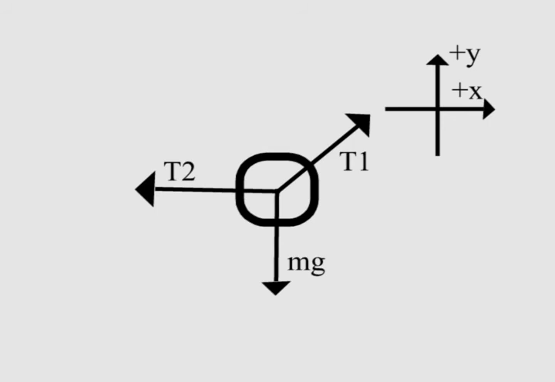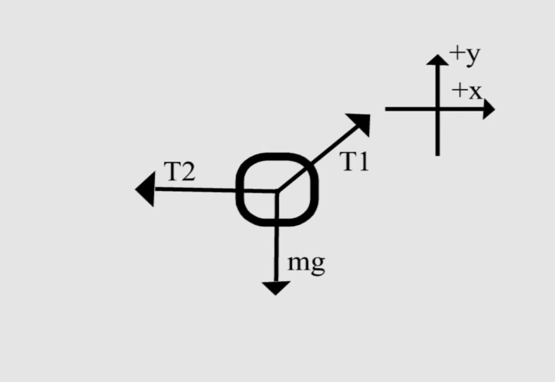Next, we need to figure out all the forces acting upon the ball. In this problem, we have tension 1 connecting the ball to the ceiling, tension 2 connecting the ball to the wall, and gravity, mg. Once again, mg for gravity is simply acting straight down. Next, since tension 2 is simply horizontally connected to the wall, we can easily just draw that towards the left. And similarly, tension 1 is connected at an angle to the ceiling.